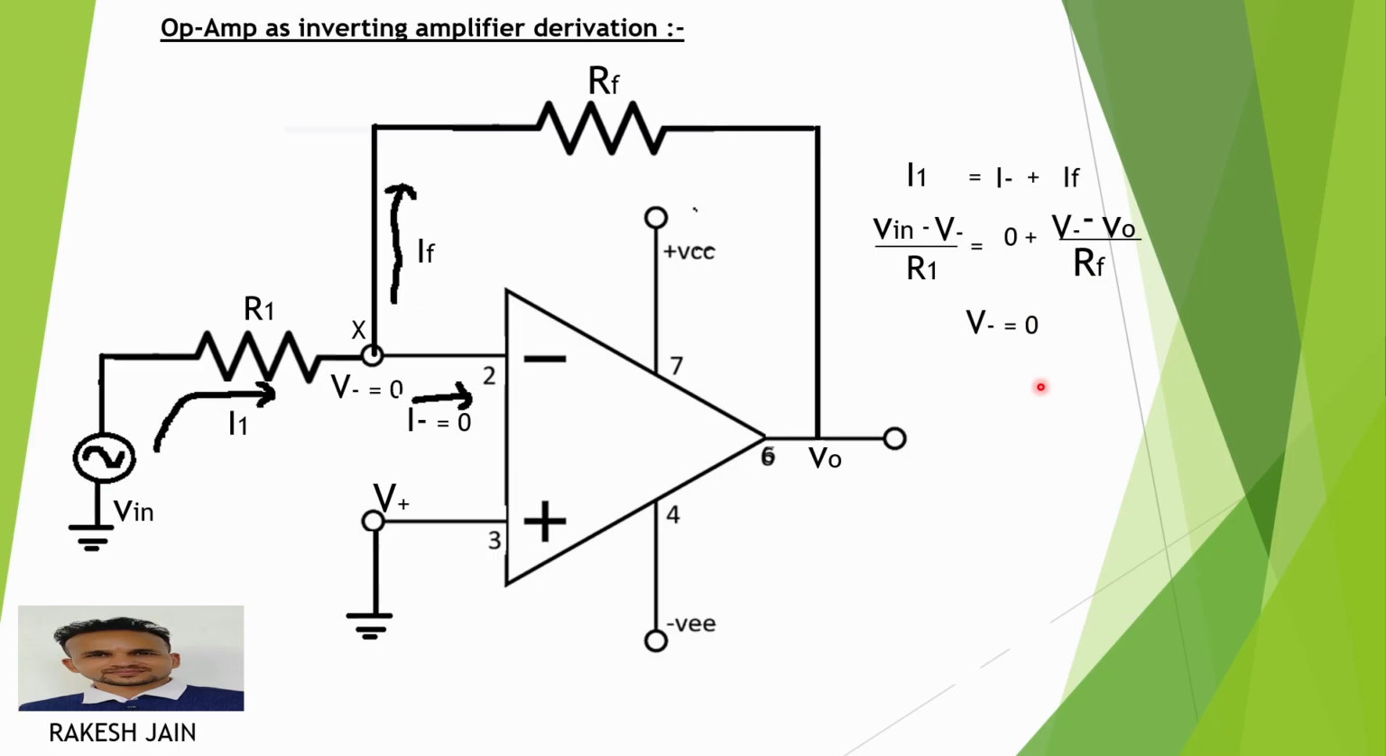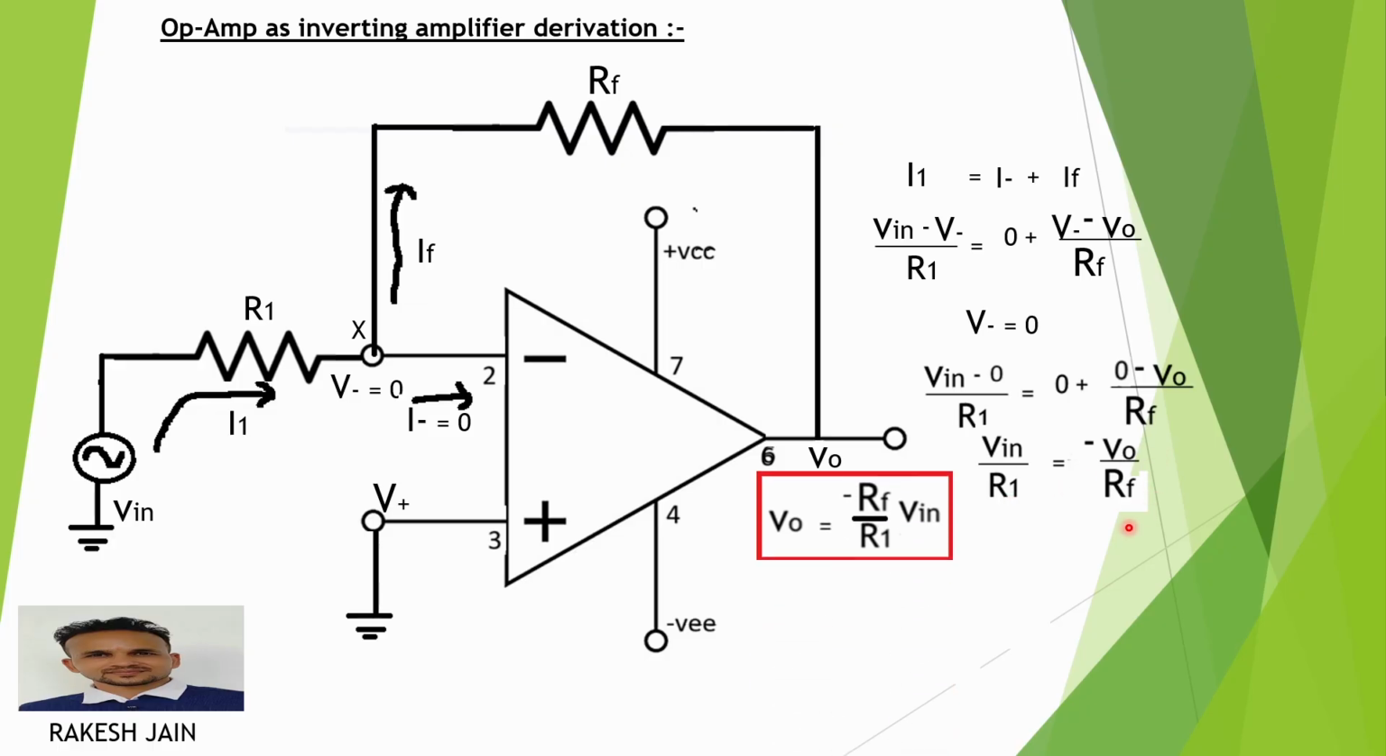Now, as I know, V minus is equal to 0 due to the virtual ground concept. So I put it in this equation. It becomes V input minus 0 divided by R1, that is equal to 0 plus 0 minus V node divided by RF. So V input upon R1 is equal to minus V node upon RF. From this, I find out that the output voltage is equal to minus of RF divided by R1 multiplied by V input.